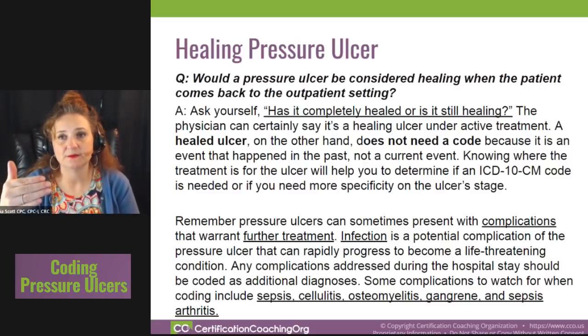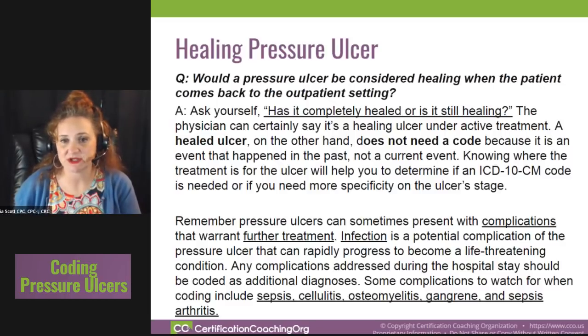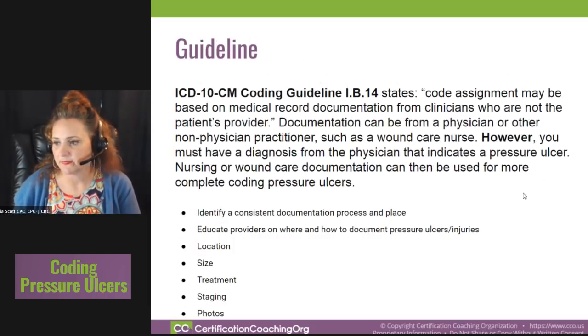Anything that would be a problem for the integumentary system, we don't want to compromise it. Osteomyelitis, gangrene, sepsis, and arthritis. These are all things that could be a result. So look for that documentation. Is that why they were there? A complication, but not the pressure ulcer.